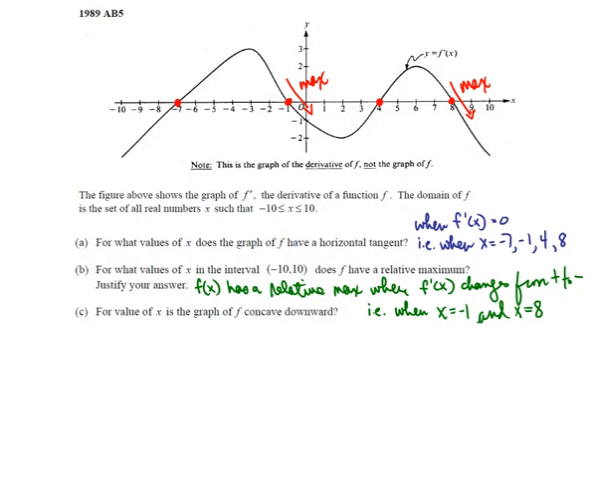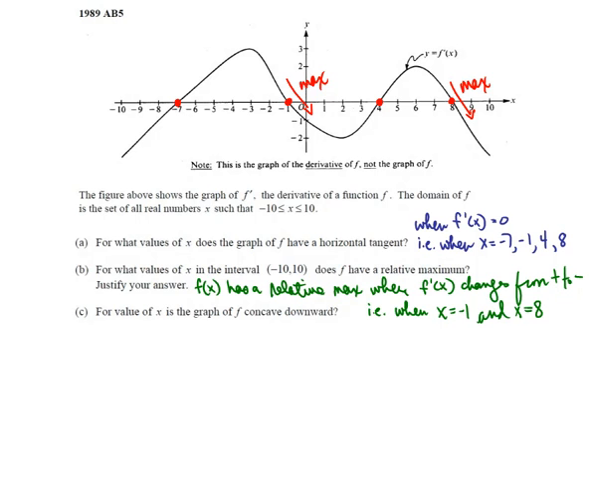So the other two zeros at -7 and at 4, at those places the derivative changes from negative to positive, so those would be minimum values. But we're not asked for those here.